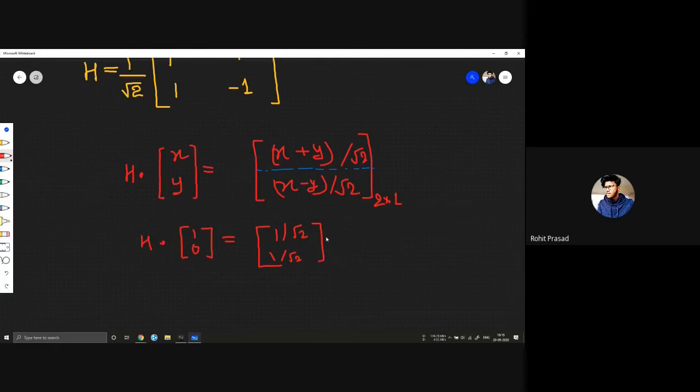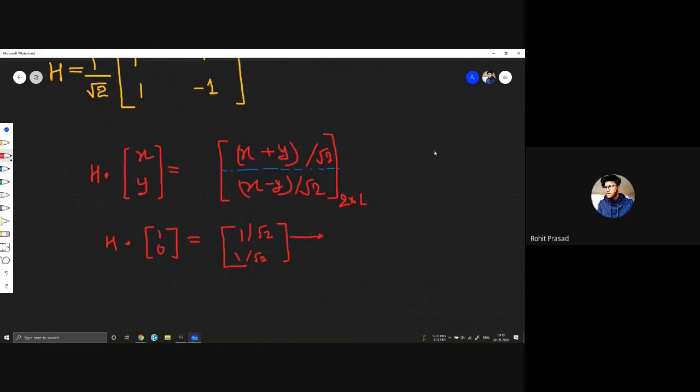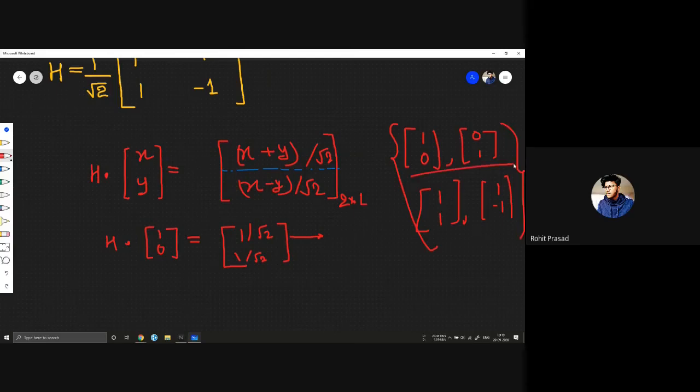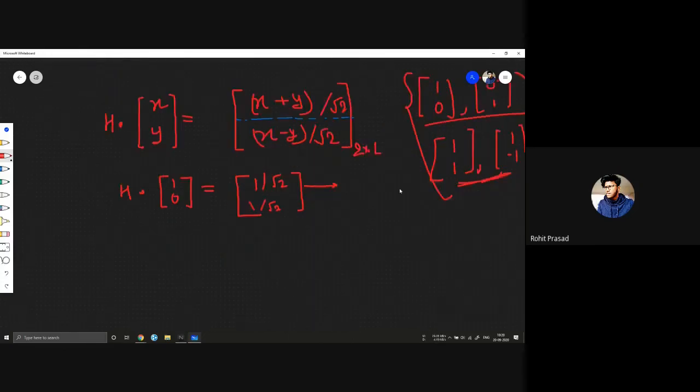Okay, so this is just like I said in earlier classes, that the basis of a vector space is not unique, right? You can have a basis of your vector space as 0 1 and 1 0, and you can also have a basis like 1 1 and 1 minus 1, right? These are two sets of basis you can have in a two-dimensional x, y vector space.